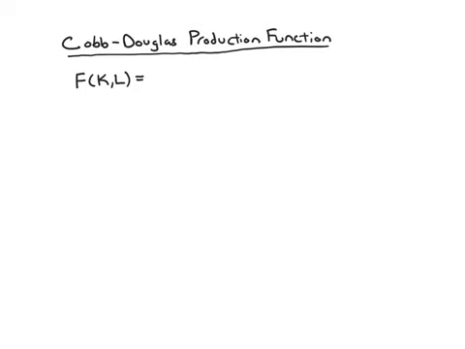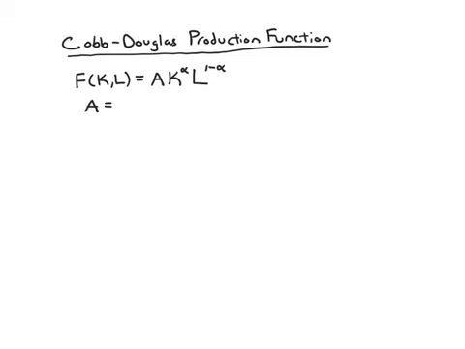Welcome to this rapid review on the Cobb Douglas production function. We'll start by writing out the general formula for the Cobb Douglas production function. It's A times K, capital, to the exponent alpha, times L to the exponent 1 minus alpha. K and L are variables, they're capital and labor, as we're familiar with. A and alpha we're less familiar with.